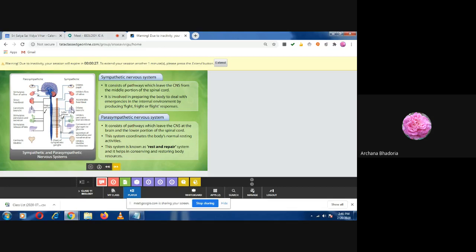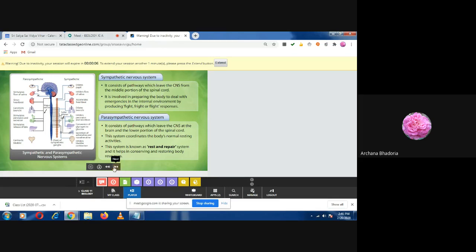Are you all getting the functions? Are you all understanding this figure? You'll be able to read it. This figure, you'll get it in some other books also. Okay, so sympathetic and parasympathetic. So just remember that the functions are different. Shall I move to the next one?